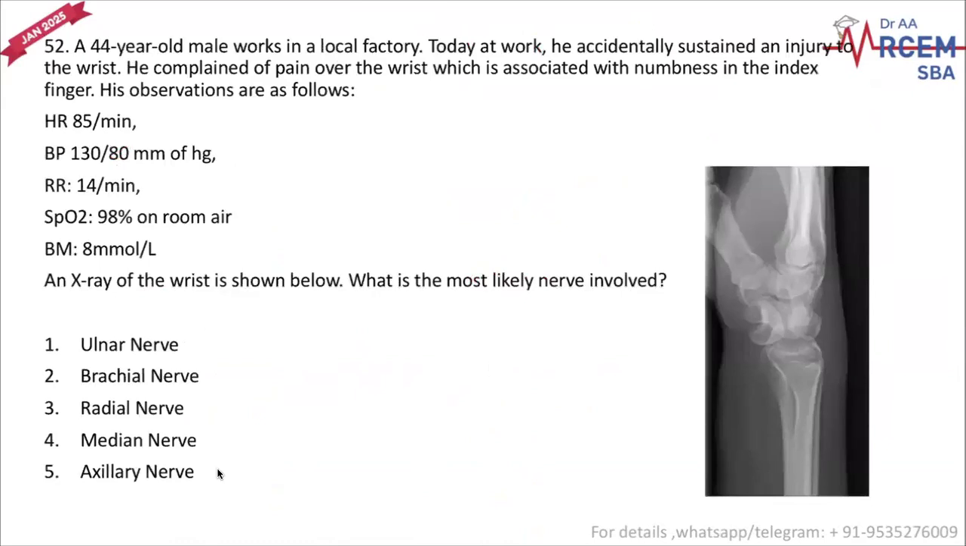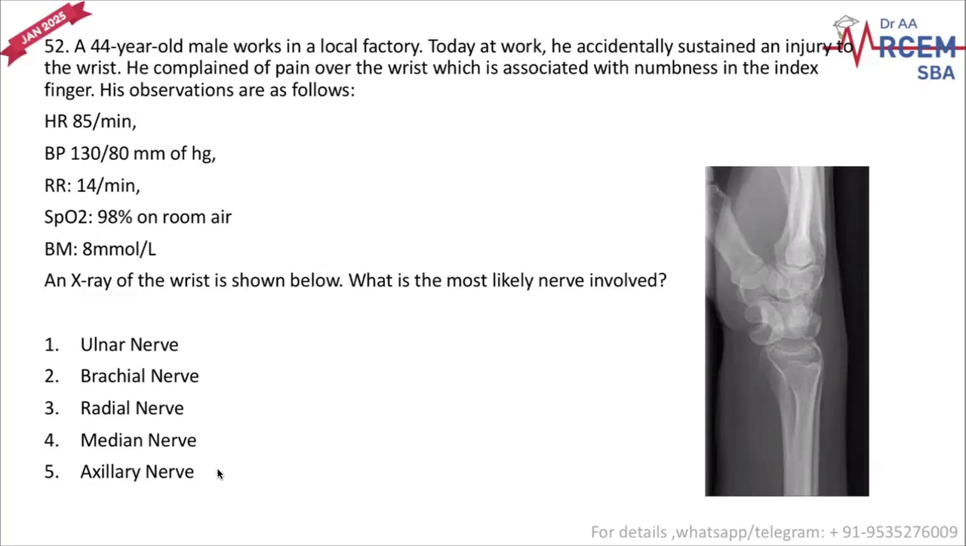A 44 years old male works in a local factory. Today at work, he accidentally sustained an injury to the wrist. He complains of pain over the wrist, which is associated with numbness in the index finger. His observations are as follows. X-rays shown below. What is the most likely nerve involved?